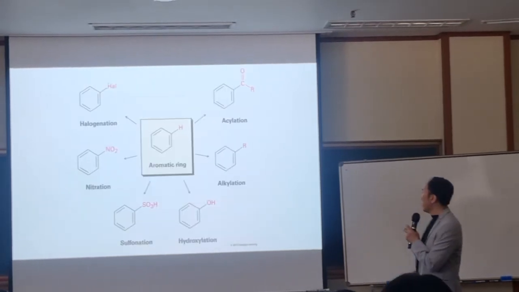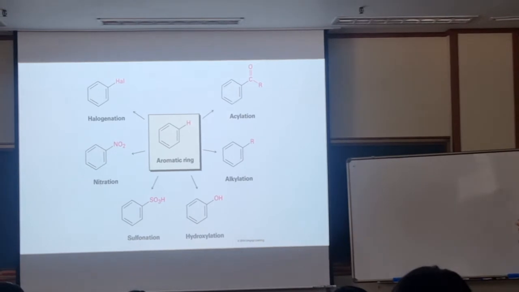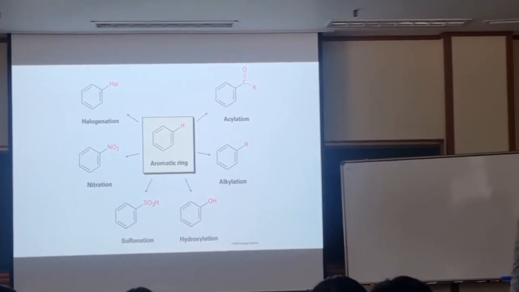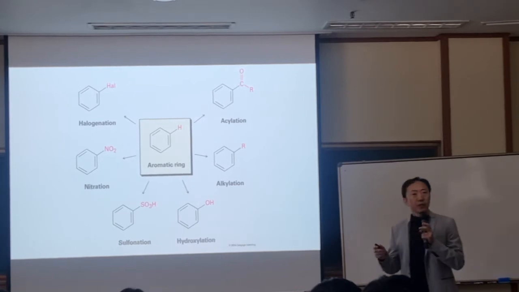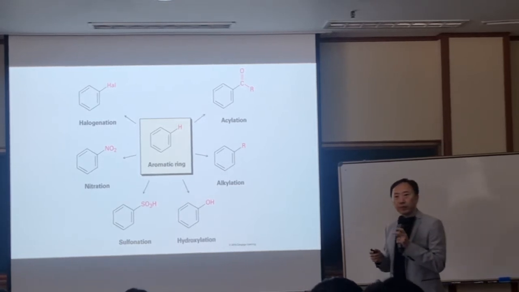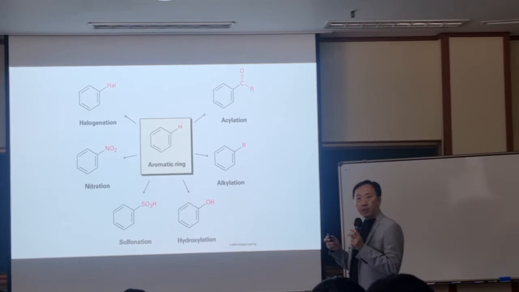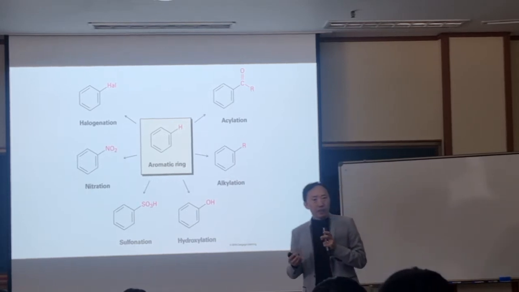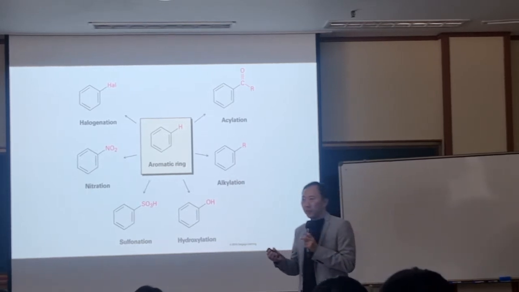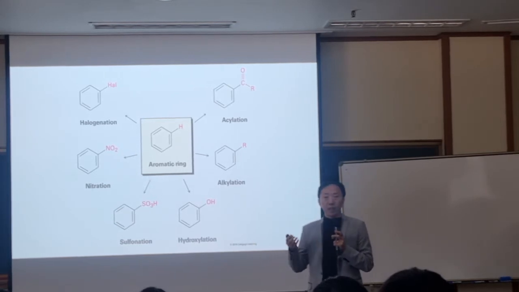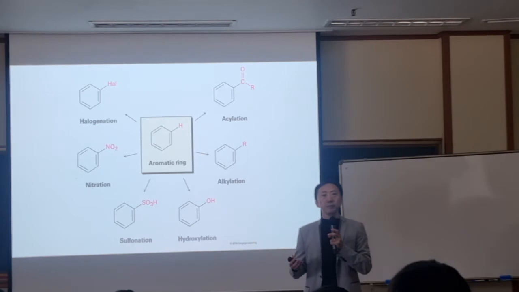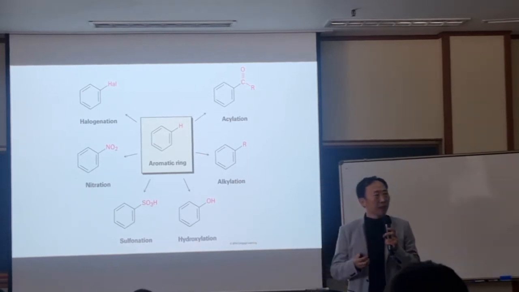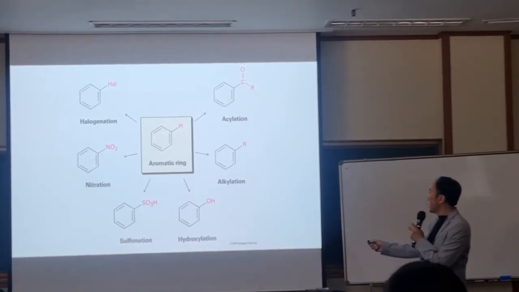Right? So based on this, we studied these different reactions last time. Let's quickly summarize those conditions. Halogenation, what do you need? Halogen, the molecule Cl2, and a catalyst, a Lewis acid, aluminum chloride or ferric chloride, under Lewis acid conditions, right? To disturb the halogen-halogen bond. That was halogenation. Nitration?